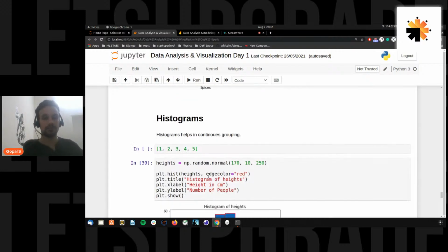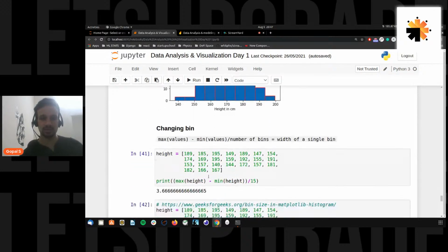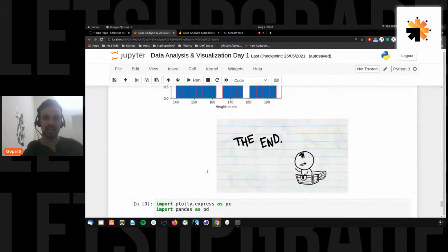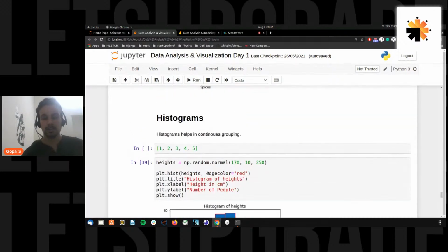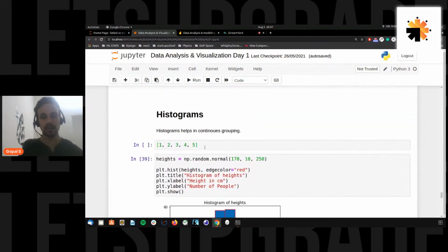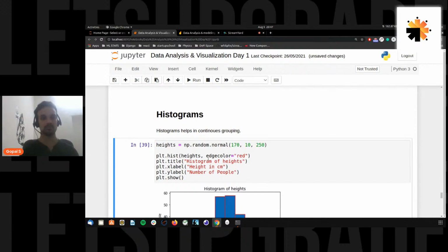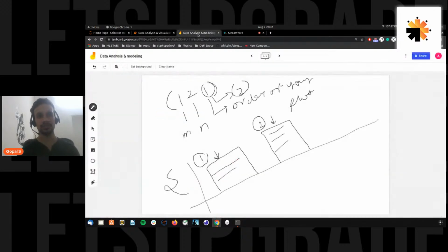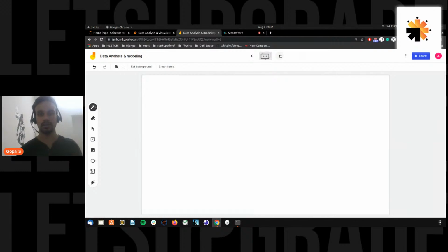Now comes the histograms. Let's cover the histograms as well. What exactly are histograms? Histograms help you see nothing but the cumulative sum of previous intervals. What do I mean by that? Let's understand this with an example.